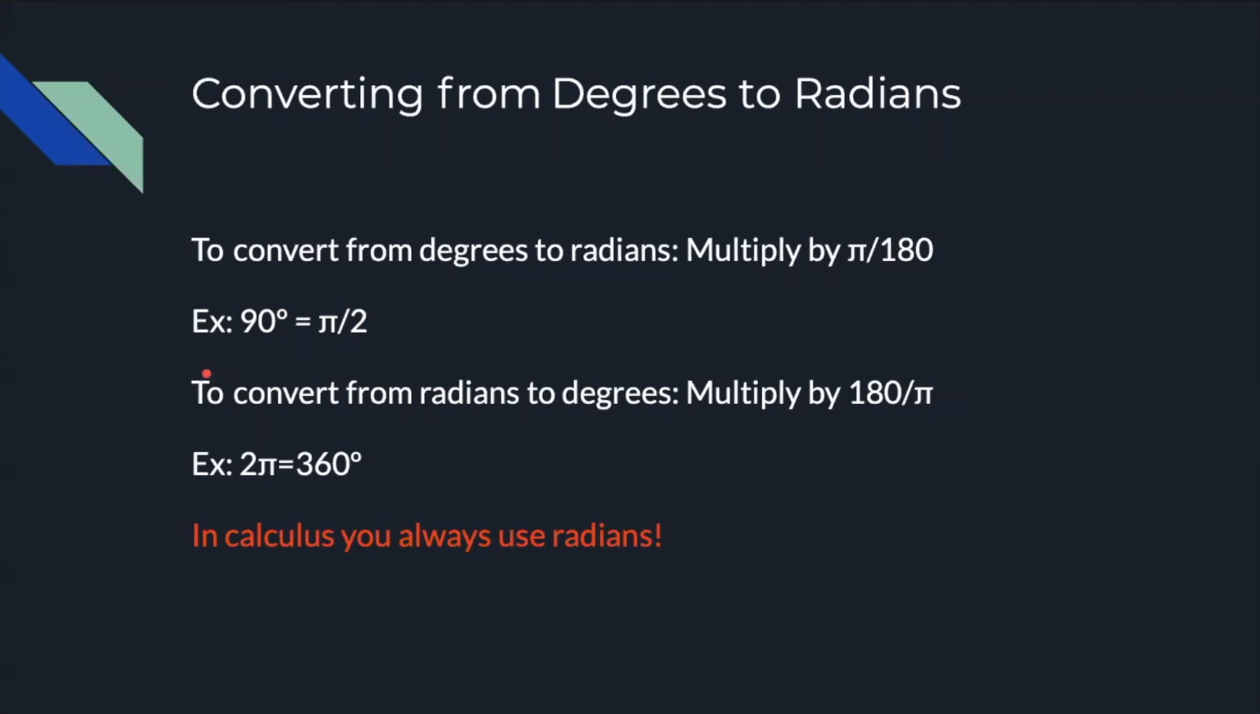And similarly, to convert from radians to degrees, you multiply by 180 over pi. So for example, 2 pi radians is equal to 360 degrees. And in calculus, you always use radians. So this is why you're learning this concept. And you'll see in the next few videos why you always use radians in calculus.